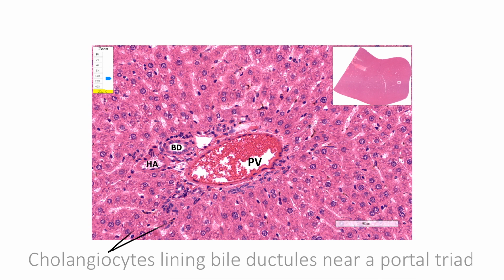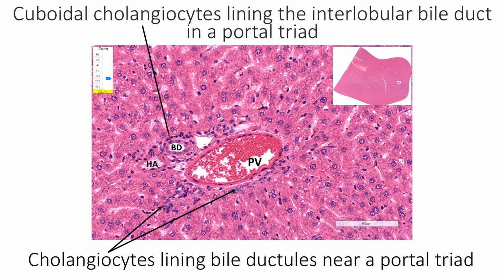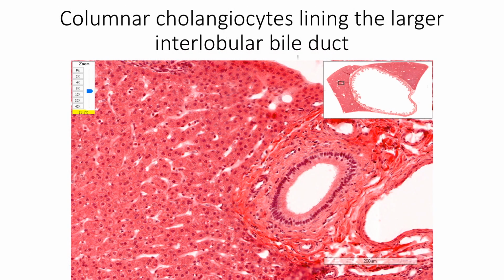Here we are seeing cholangiocytes lining the bile ductules near the portal triad. We are also seeing cuboidal cholangiocytes lining the interlobular bile duct in a portal triad. Here we are seeing columnar cholangiocytes lining the larger interlobular bile duct.